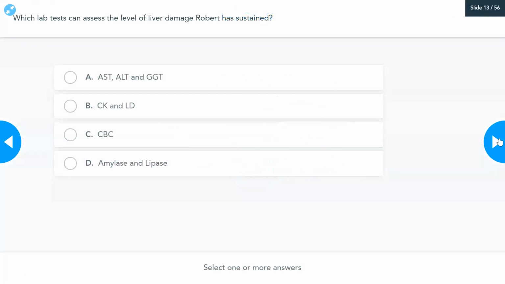And the next question then was, which lab test can assess the level of liver damage that Robert has sustained? So your choices are going to be the AST, ALT, and GGT, CK and LD, CBC, and amylase and lipase. So we've already addressed a lot of these tests in our enzyme chapter a couple chapters ago. And so the answer here that makes the most sense should jump out to you: AST, ALT, and GGT. GGT is often used to screen alcoholics to see if they've been sober, or if they're still drinking. And then AST and ALT are hepatocellular enzymes that are released when hepatocytes are damaged.